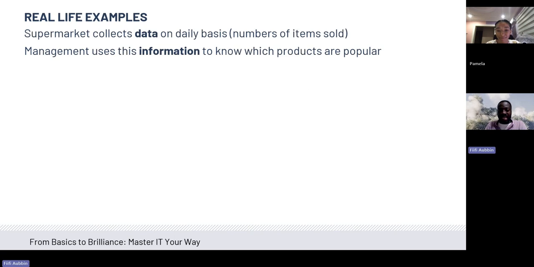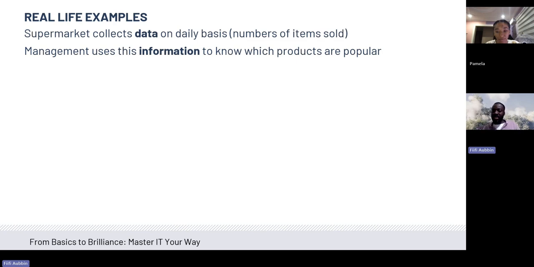And let's look at real life examples. Supermarkets collect data on a daily basis, the number of items sold. When you visit the mall, they use the barcode, punch it in, then you pay. You purchase this and that, then they give you your bill. So that is collecting of data. Once the supermarket gets the data, data analysts can look at it and check the number of items people are buying on Monday.